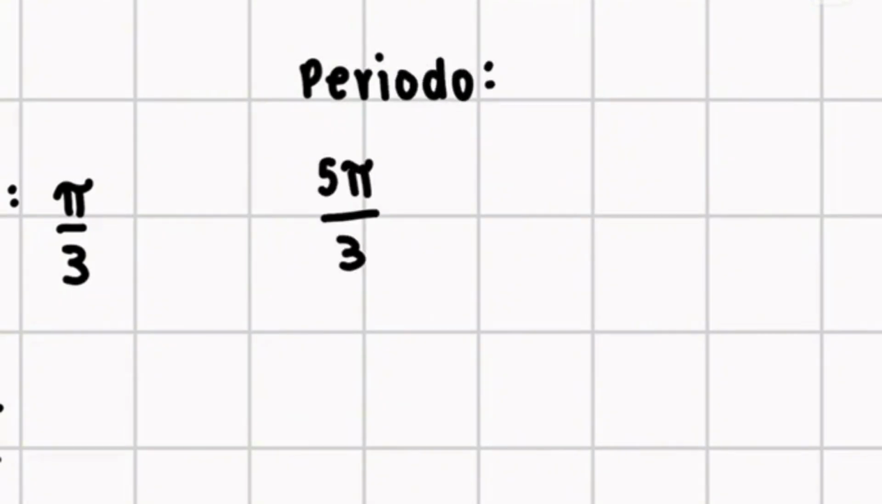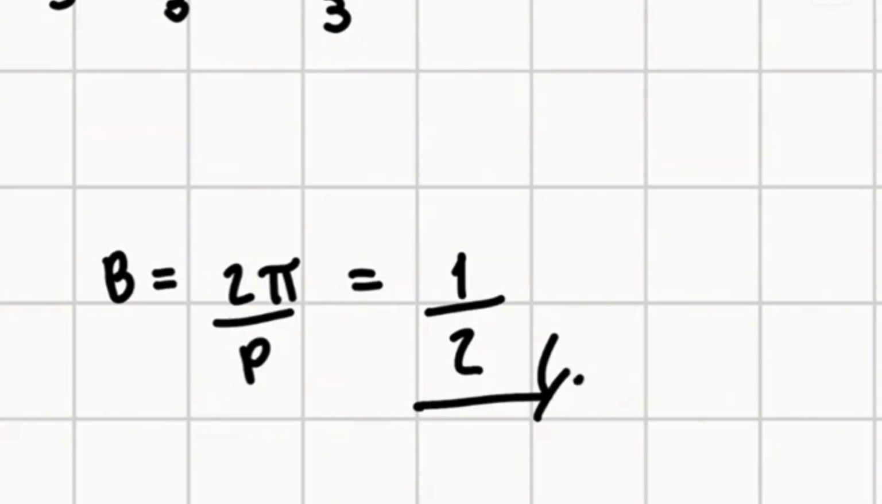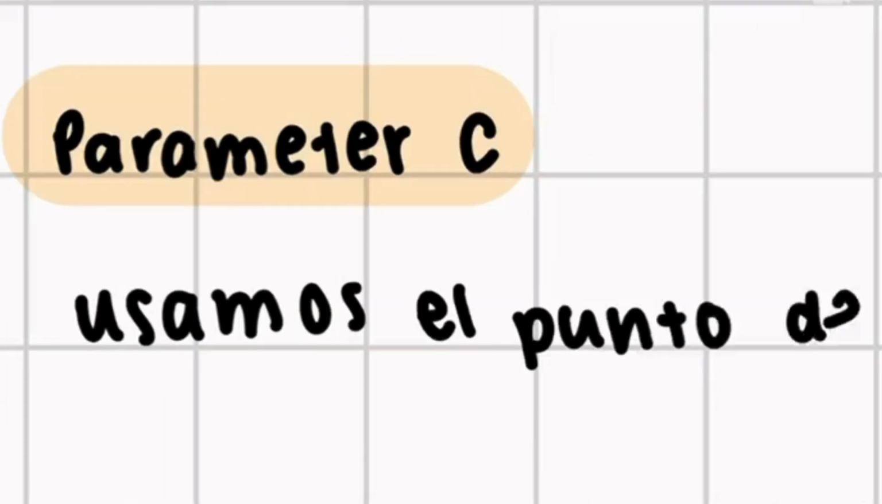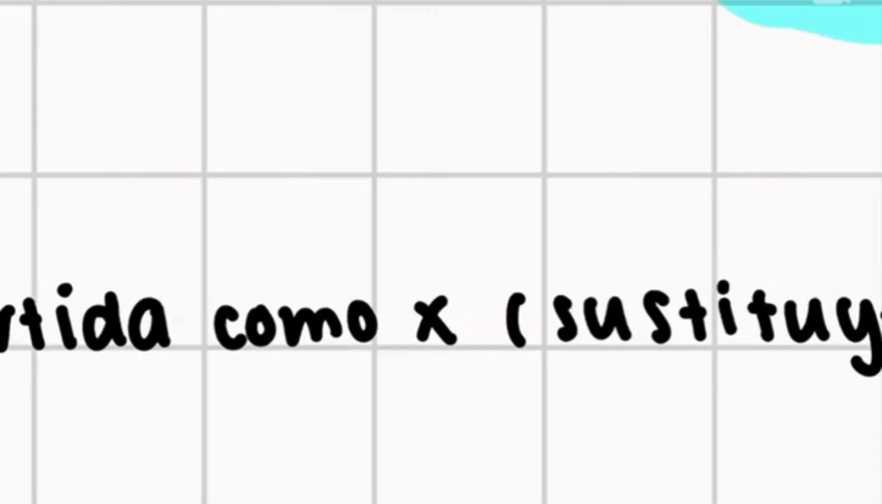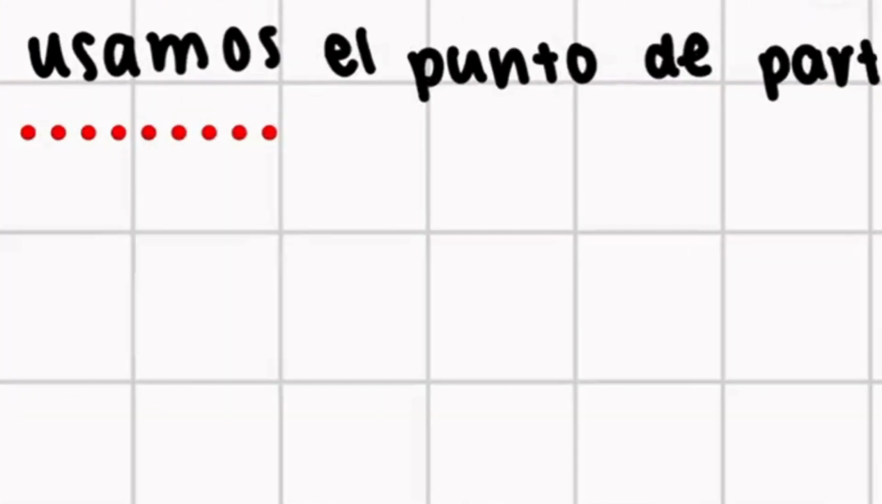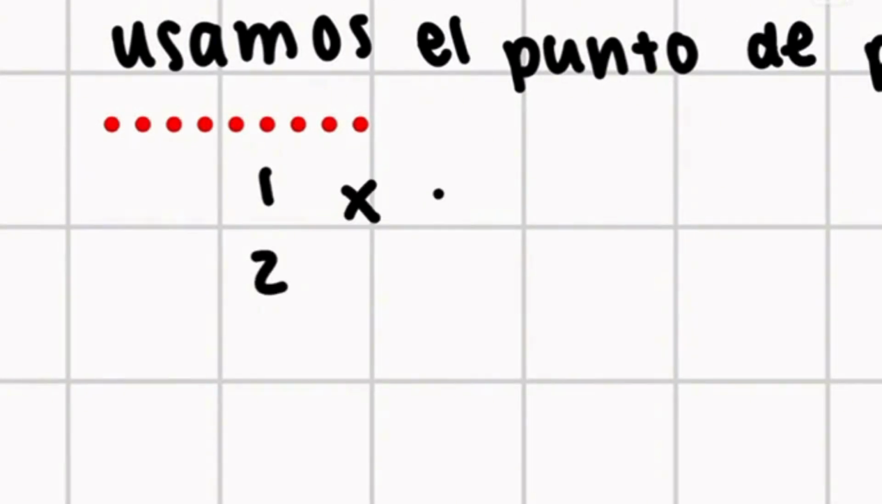So we subtract this, and now we have our period. To find B, we simply divide 2 pi by our result, which was 4 pi-thirds. Our result for B was 1/2. For parameter C, we use the starting point to substitute x, which in this case was pi-thirds.